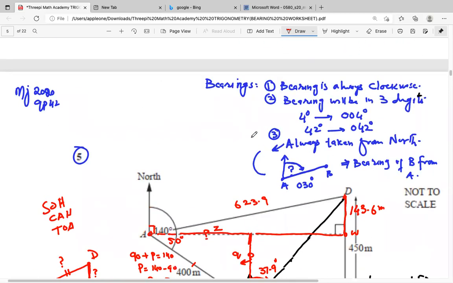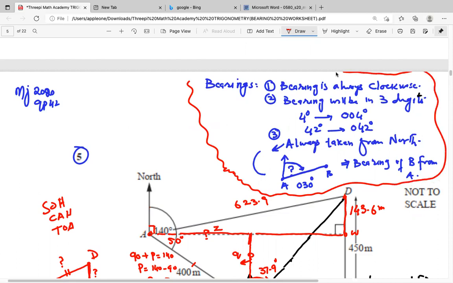But whenever you're doing bearing questions, remember these things. Okay, these are the basic things about bearings. So these are principles required for doing bearing questions. Okay, so inshallah you will not be missing any part. So I'll be doing some more questions. Inshallah I'll be coming with more videos and more questions.